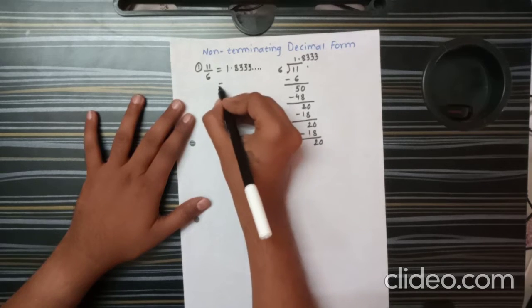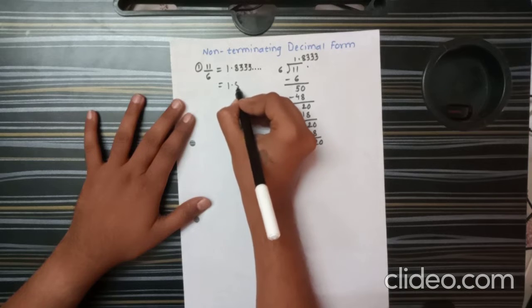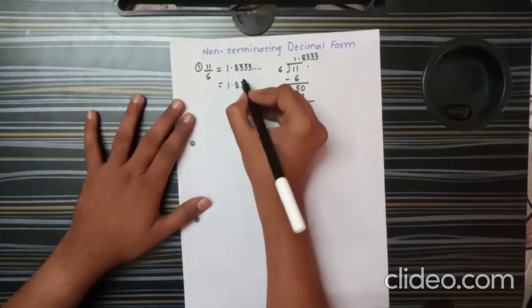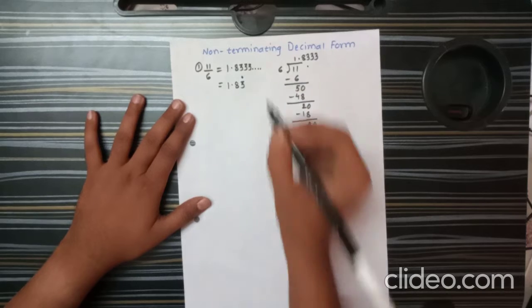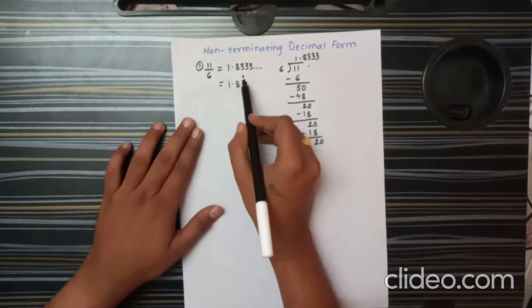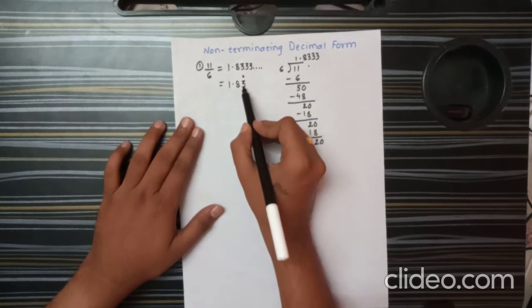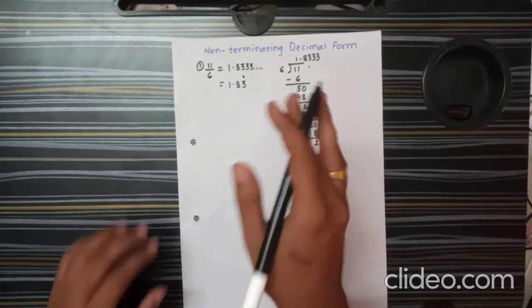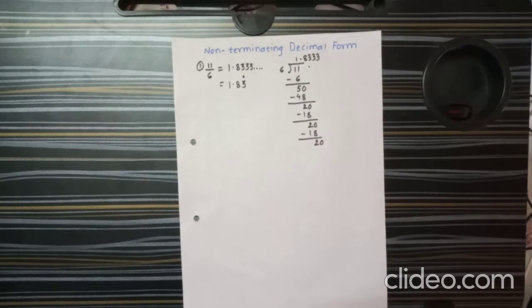Usually we represent this decimal form as 1.83 and above 3 we draw a dot. Why have we drawn a dot over here? Because this 3 is going to occur again and again, as many times as we perform the division. Hence we have put a dot over the 3, meaning the number which is going to occur again and again. For understanding this concept very well, we will solve one more example.